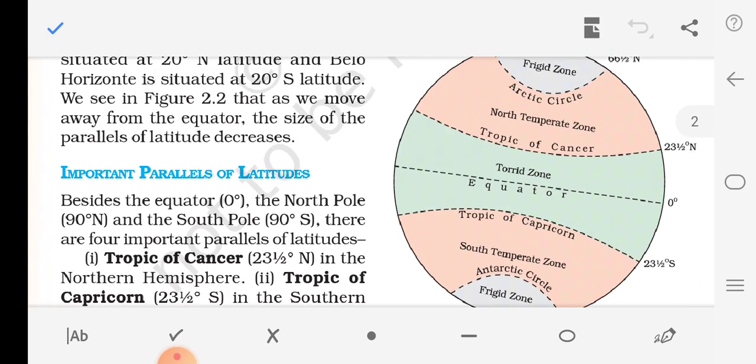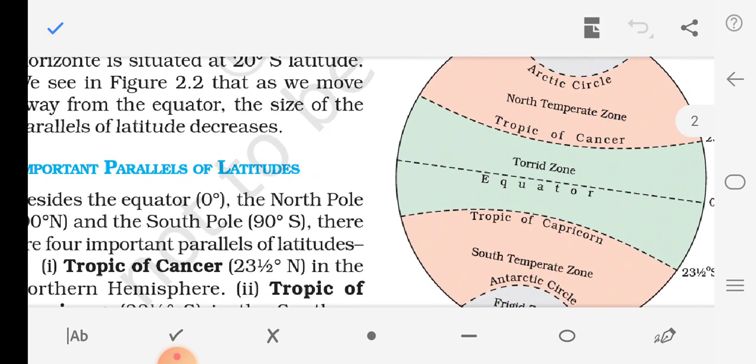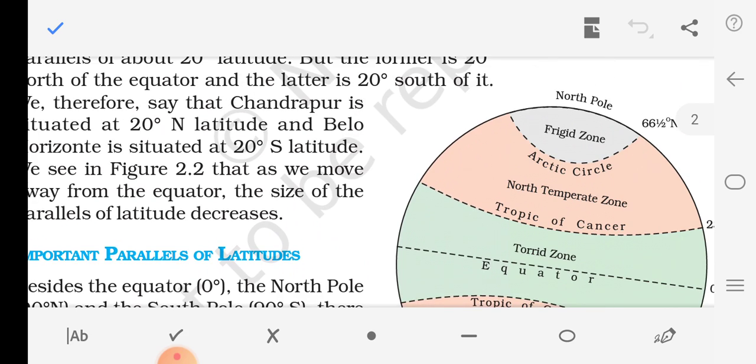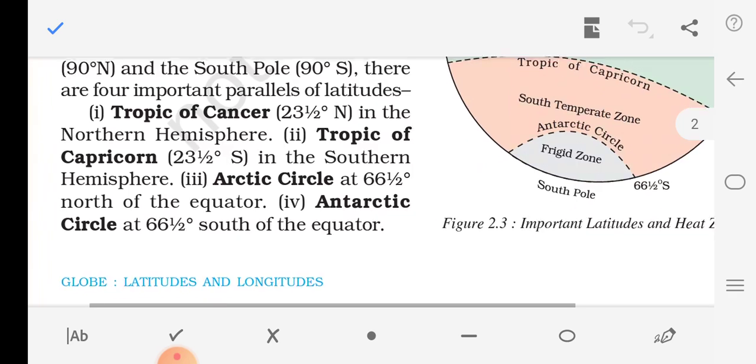Now look at the image, you will understand the torrid zone. The area between the equator, Tropic of Cancer and Tropic of Capricorn is called the torrid zone, and from the Tropic of Cancer to the Arctic Circle, the middle part is known as the north temperate zone, and near the poles is the frigid zone.